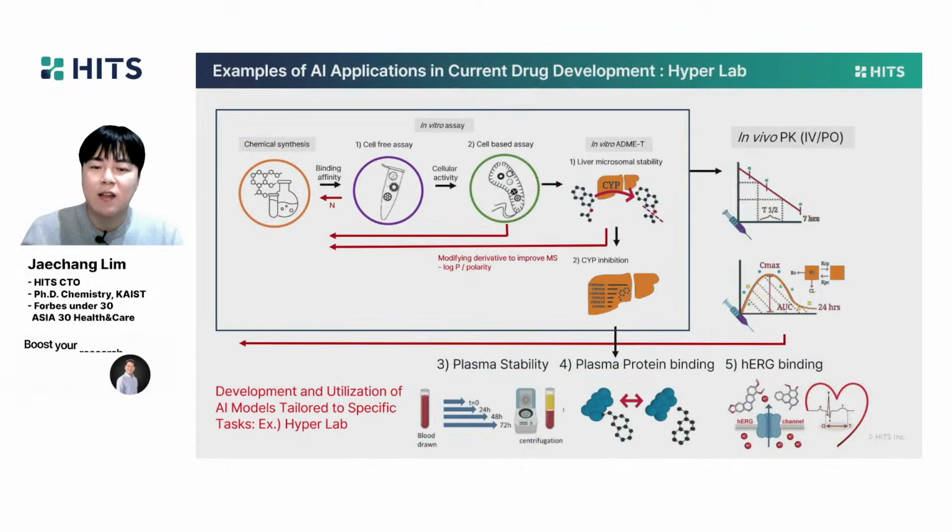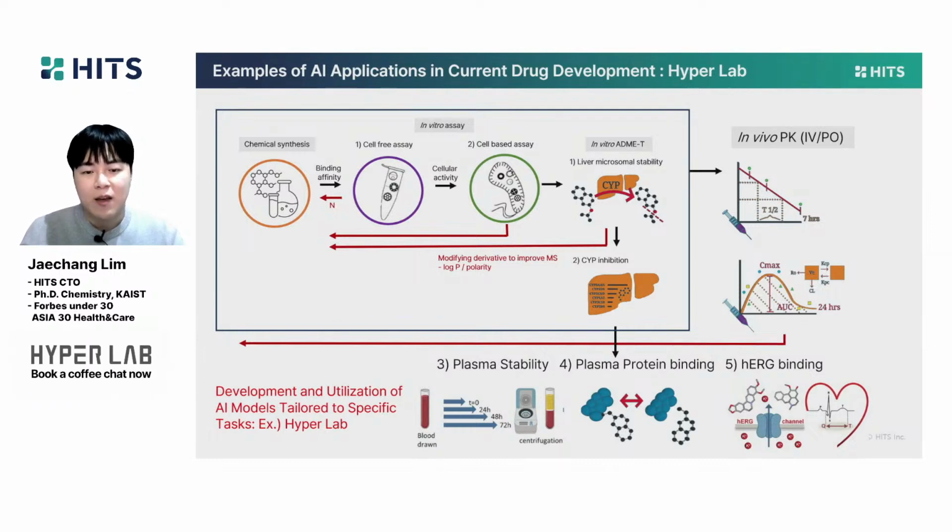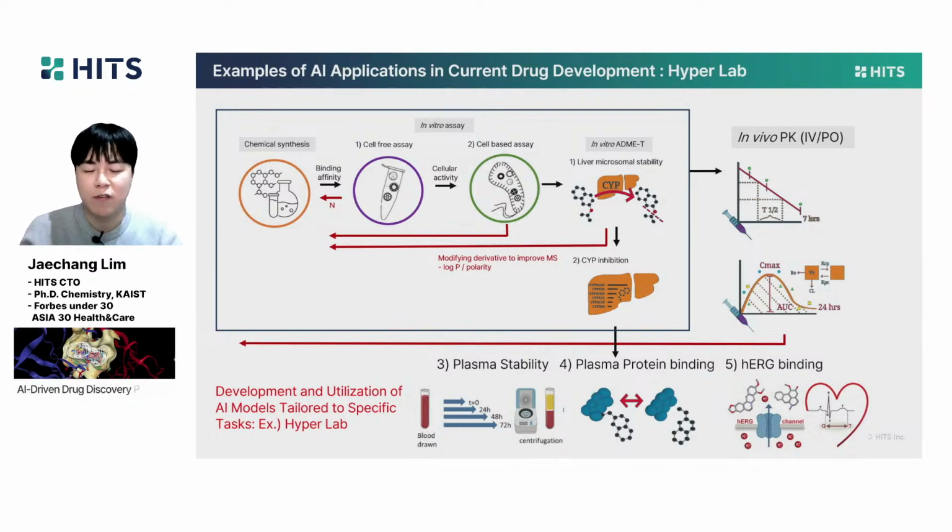Currently, we can say that we are at the very first stage of drug development AI. For example, in the drug development process, AI is being used in various experimental processes such as cell-free, cell-based, ADMET, PK, etc. In HyperLab, we are also developing AI models suitable for each task and performing prediction tasks for each task. However, there are still some limitations in fully simulating emergent phenomena.